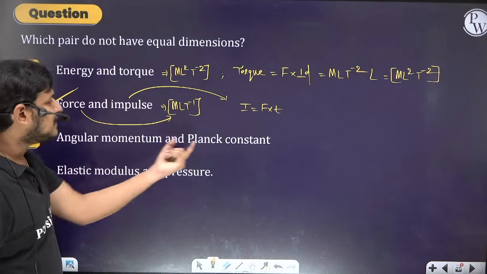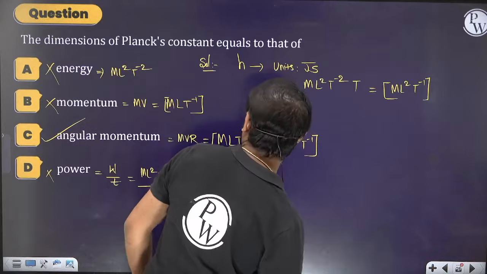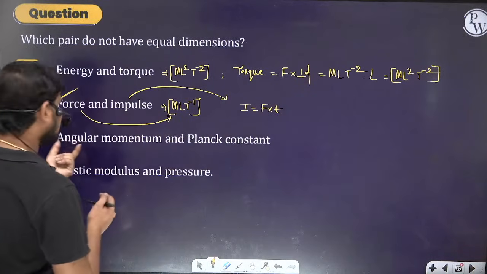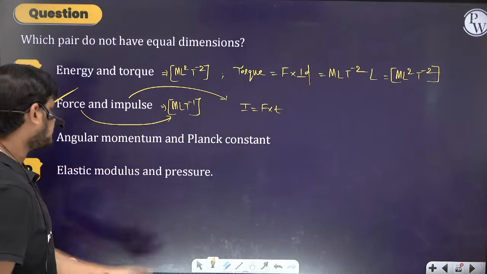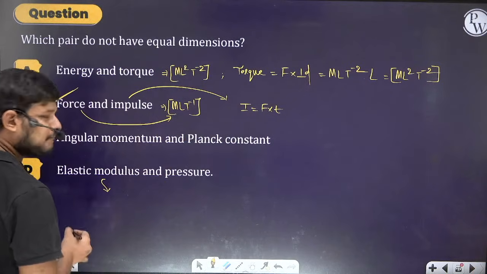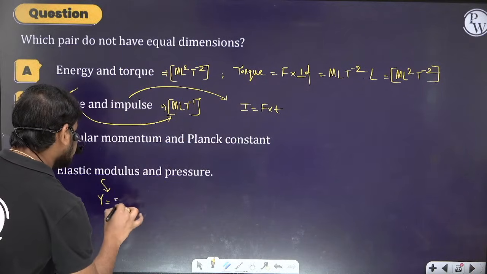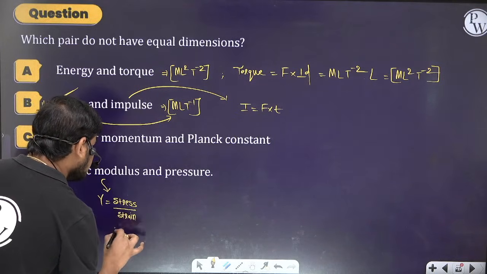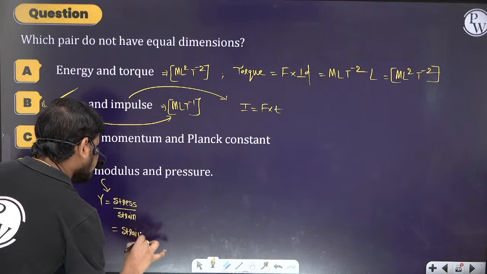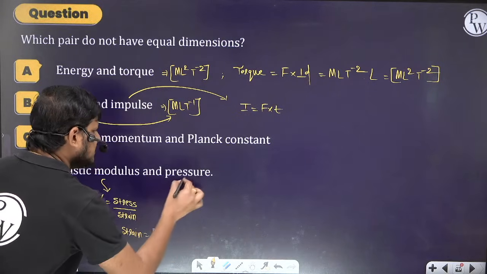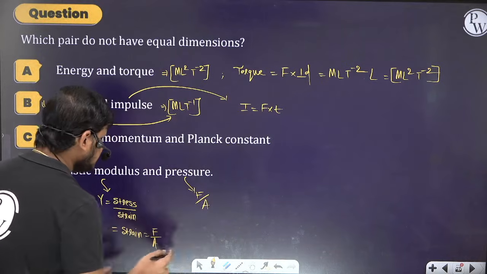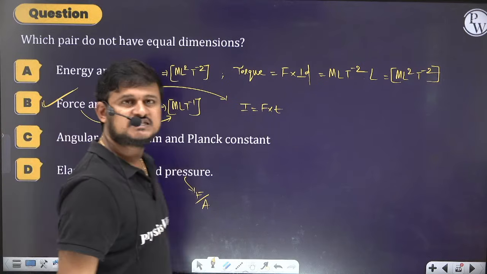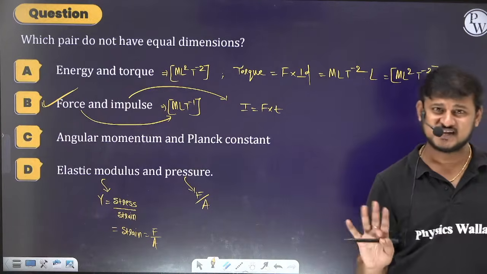So what about angular momentum and Planck constant? Just now we discussed that they will have the same dimensions, right? So this is also true. What about elastic modulus and pressure? Modulus is stress by strain, and as strain has no dimensions, it is simply stress. Stress is force per unit area, and pressure is also force per unit area. So these two also have the same dimensions. Clear? Understanding? Right.